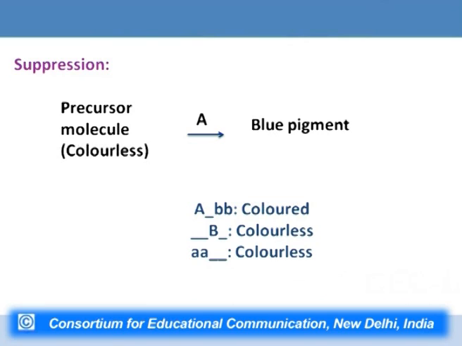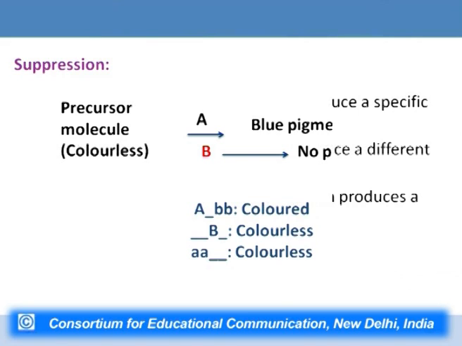So, if capital A is present and at locus B it is in recessive homozygous condition, then the individual will be colored. However, if capital A is not present and at the B locus it is capital B, then the individual will be colorless, and if at locus A there is recessive homozygous condition, then the individual will again be colorless. However, this capital B interferes with the production of blue pigment. So, even if capital A is present and the dominant allele B is present at locus B, there won't be any formation of blue pigment and the flowers will be colorless. So, this is an example of suppression.